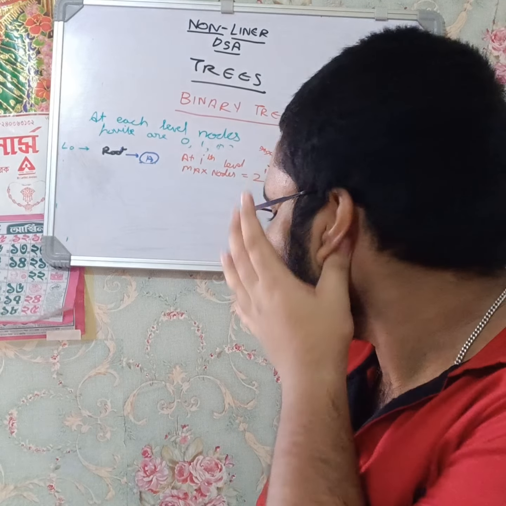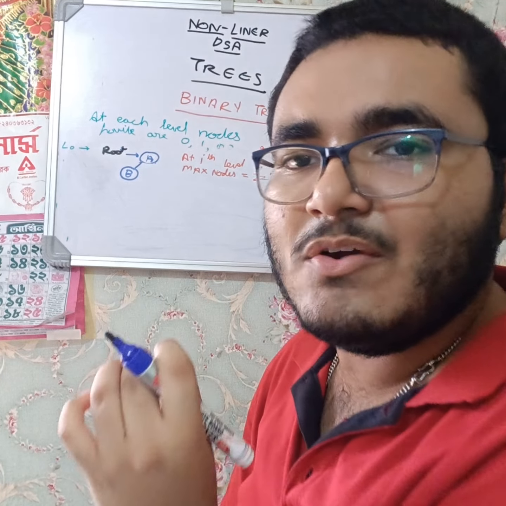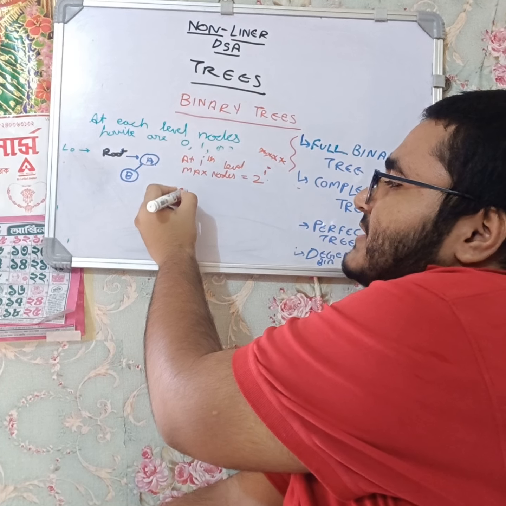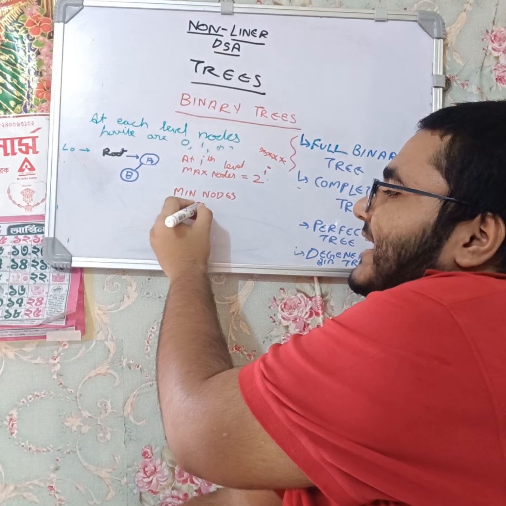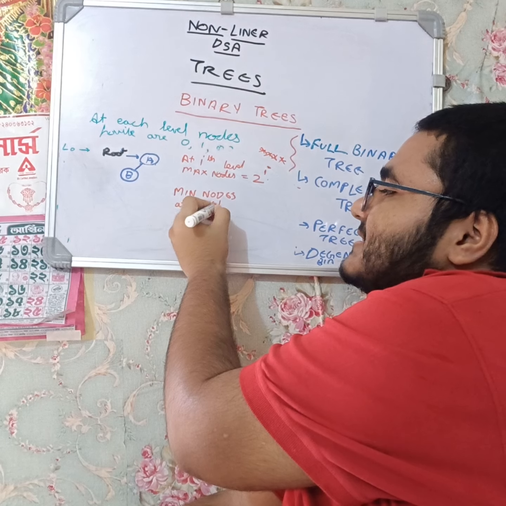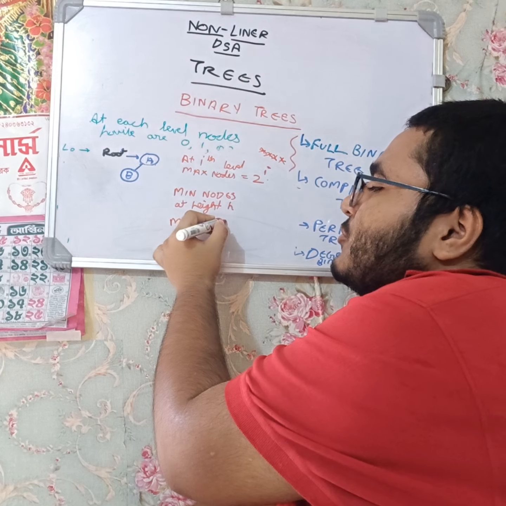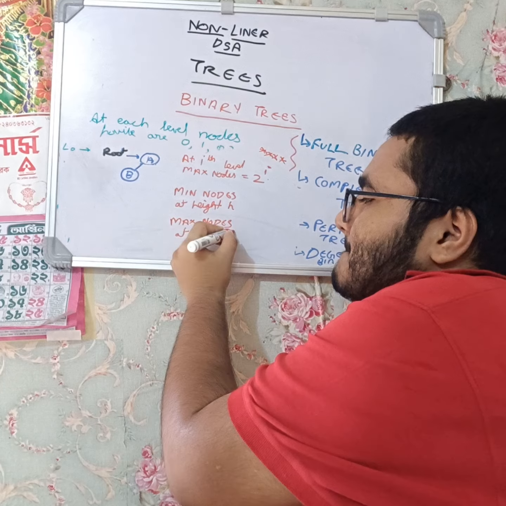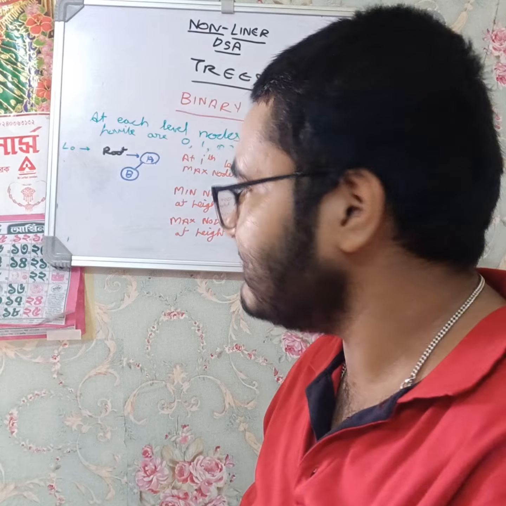Okay. Now, as soon as A has one child, I will be discussing two things: the minimum nodes at height h, and the maximum nodes at height h. Fine. So let me bring up the concepts.